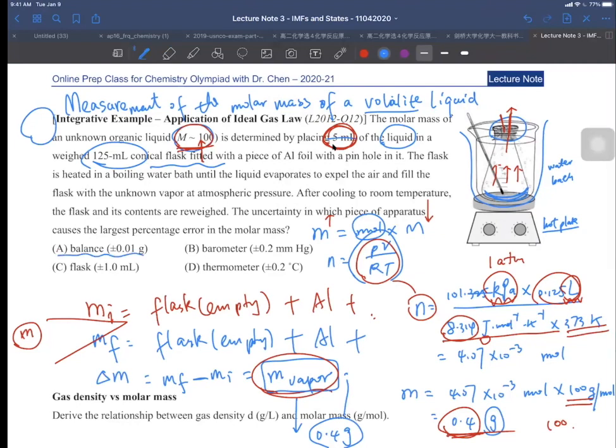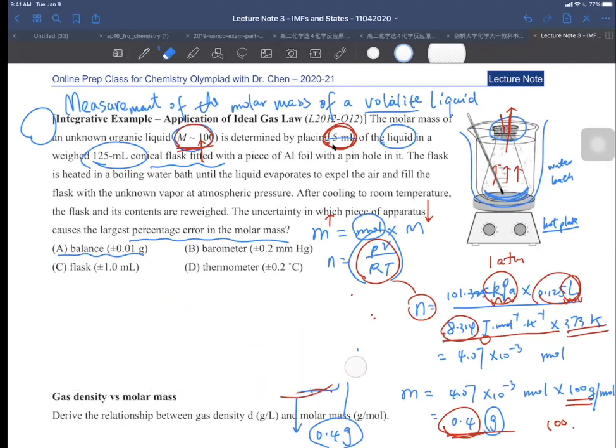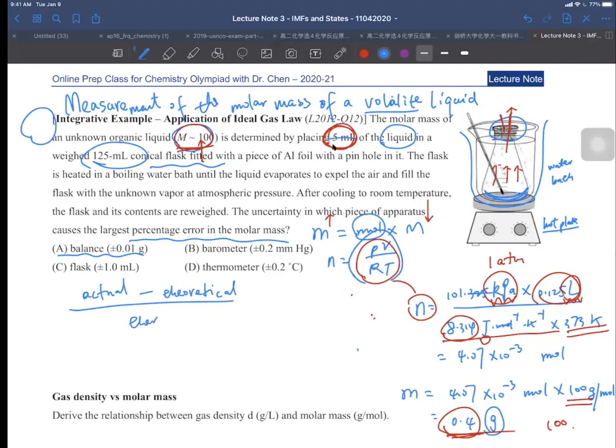Let's say here it asks you which one will produce the largest percentage of error in the molar mass. So how do we calculate the percent error? The percent error is defined as the measured value minus the actual value, the theoretical one, divided by the theoretical one, times 100. This is called error percent or percent error.